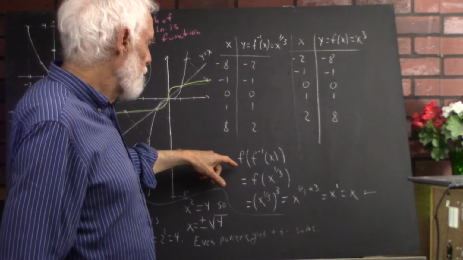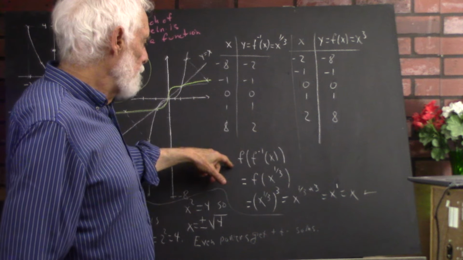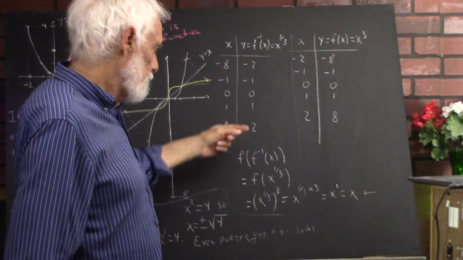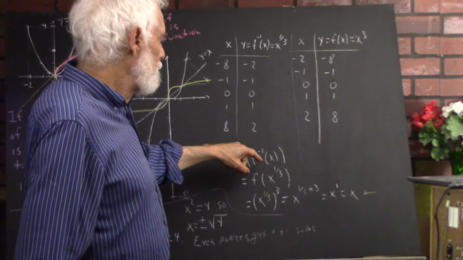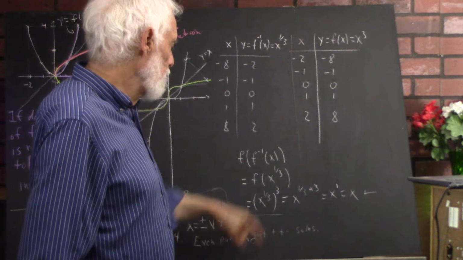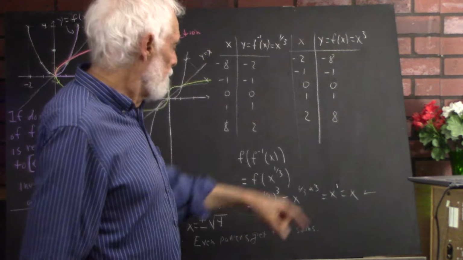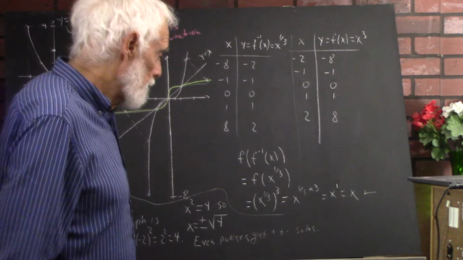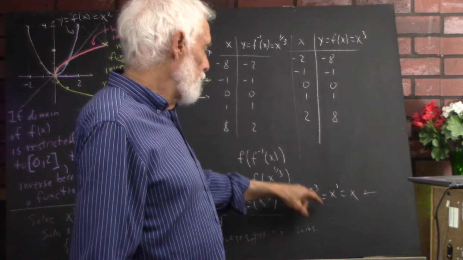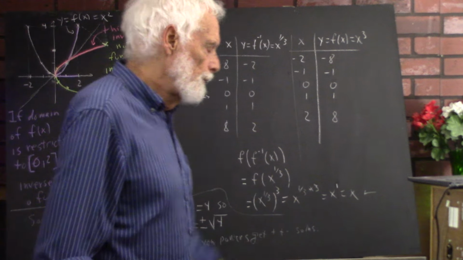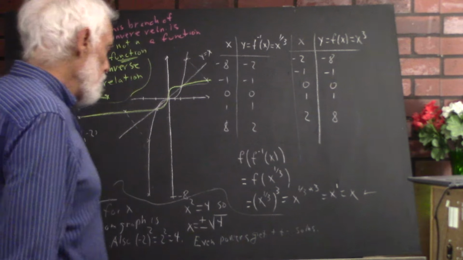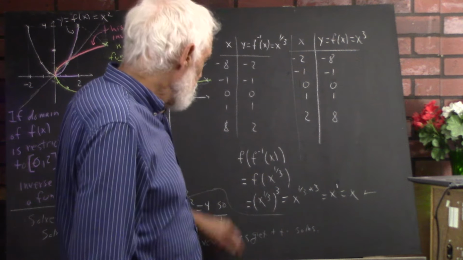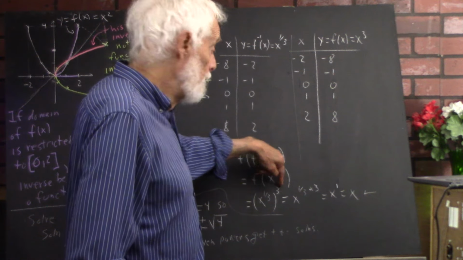Okay, so doing f of f inverse of x: f inverse of x is x to the 1/3, or cube root of x. So f of f inverse of x is f of x to the 1/3. F of x is x cubed. So f of x to the 1/3 is x to the 1/3 cubed, giving you x to the 1/3 times 3, which is x to the 1, which is x, confirming that we have an inverse function. To totally confirm it, you'd have to do f inverse of f of x, and all that would happen is you'd have the cube here and the 1/3 power here, and it would come out the same.